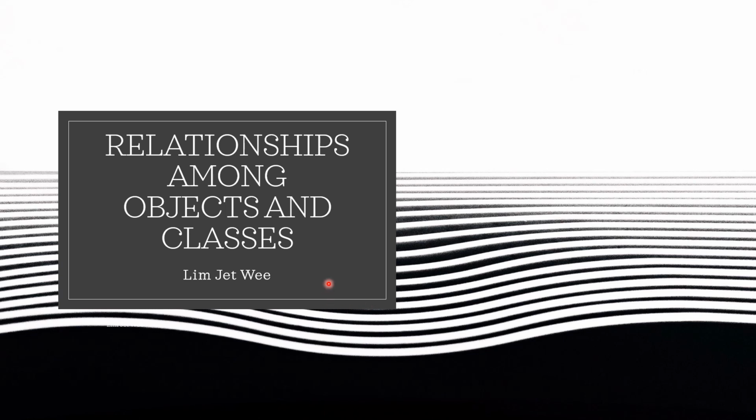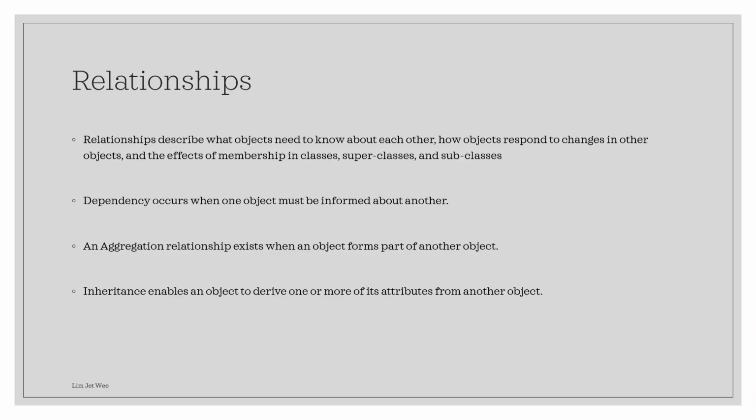We are still at our OOP, object-oriented programming. But this time we want to explore the relationship between objects as well as classes. Now, when we deal with relationship, basically it means you have a lot of objects in your programs. But all these objects need to know about each other, right?